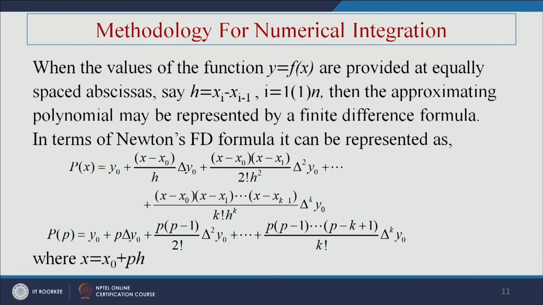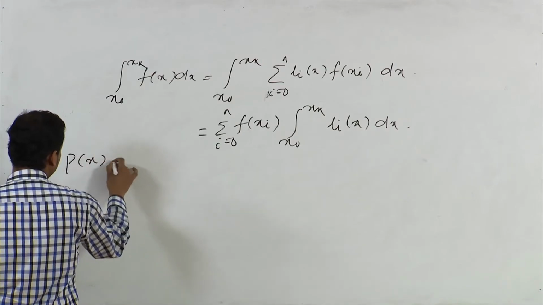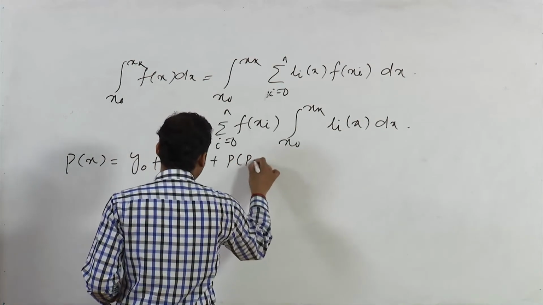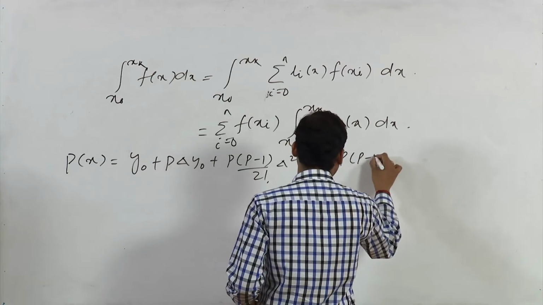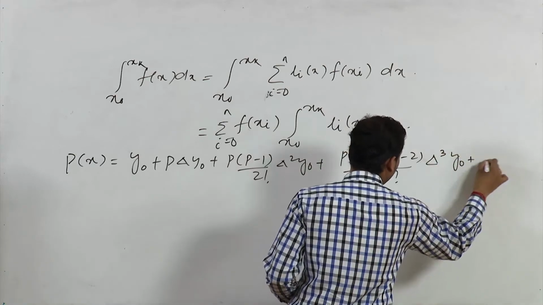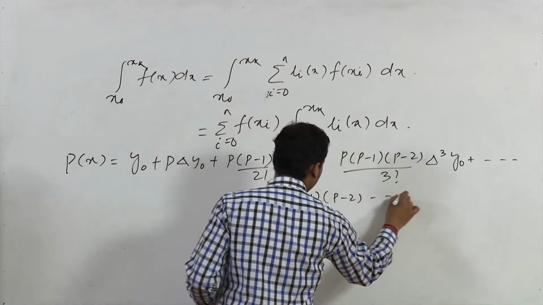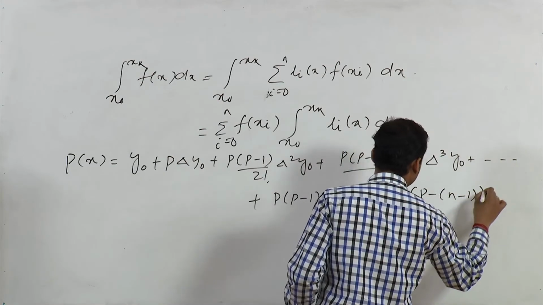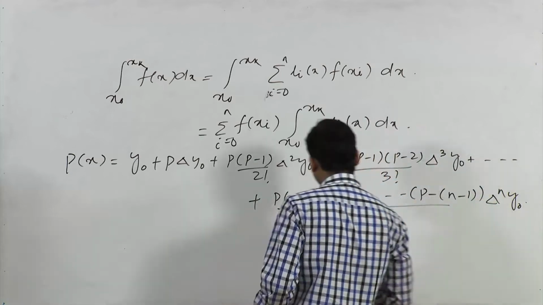In finite difference approximations, usually Newton's forward difference formula in polynomial form is written as y0 plus p delta of y0, plus p into p minus 1 by factorial 2 del square of y0, plus p into p minus 1, p minus 2 divided by 3 factorial delta cube of y0, and so on up to a finite number of terms, that is p into p minus 1, p minus 2, up to p minus n minus 1 divided by n factorial delta to the power n of y0, here plus the remainder term.